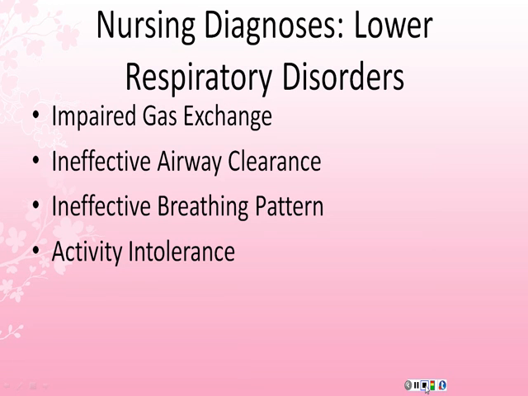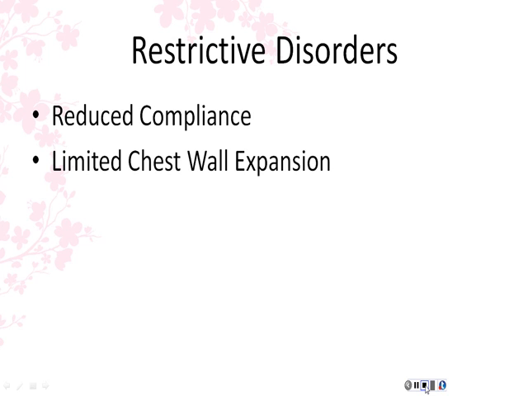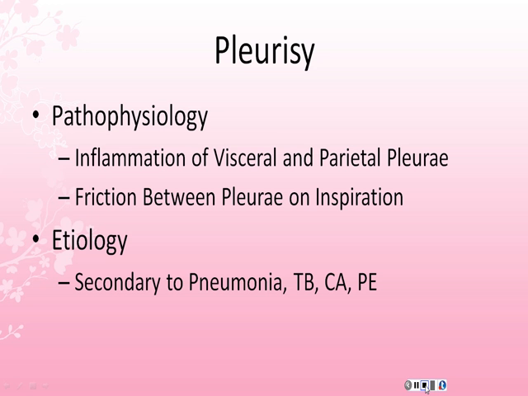We'll talk a little bit about restrictive disorders now. These are problems that limit the ability to expand the lungs and inhale air. So these are caused by reduced compliance or elasticity of the lungs or the chest wall. So pleurisy or pleuritis is an inflammation of the visceral or parietal pleurae that surround the lungs, and this inflammation causes friction between the pleural membranes, and as the person breathes in, the pleurae catch on each other, causing this really sharp pain on inspiration.